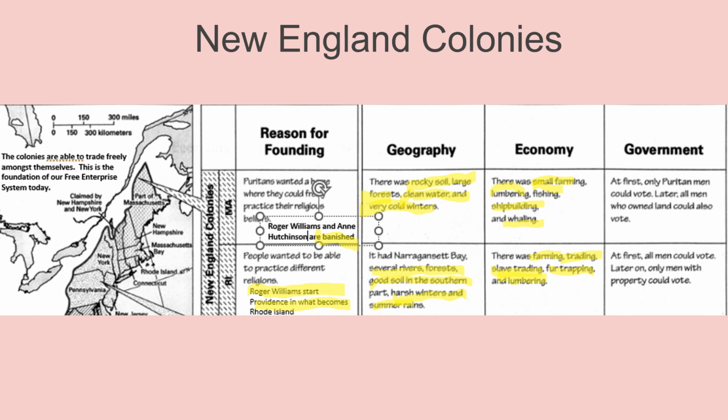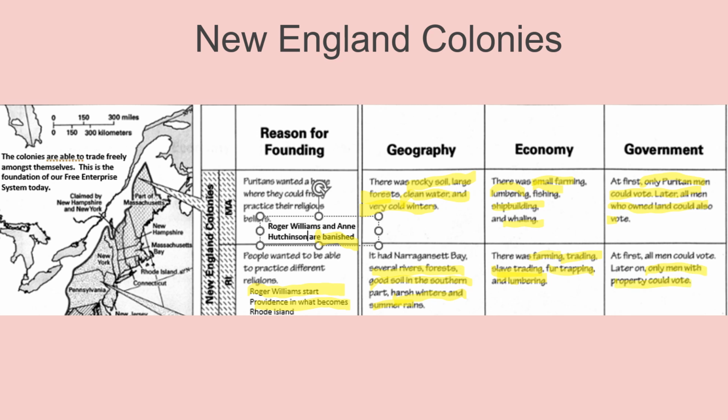The government in the North, at first, only the Puritan men could vote, but later on, all men who own land could also vote. So you see who's being left out here. Women are not allowed to vote. In the southern part, all men could vote, but then later they decided that only men who owned property could vote. So you had to be kind of a wealthy person, wealthy man, in order to vote.